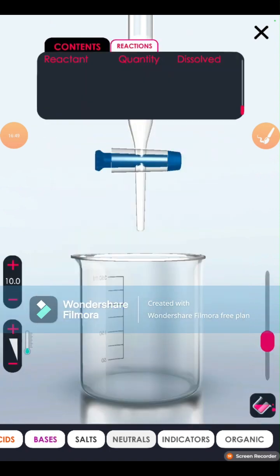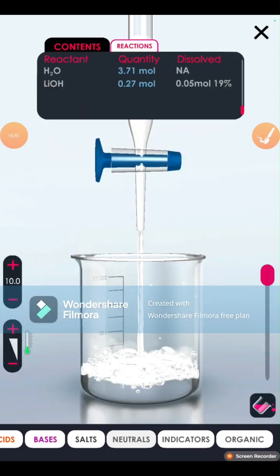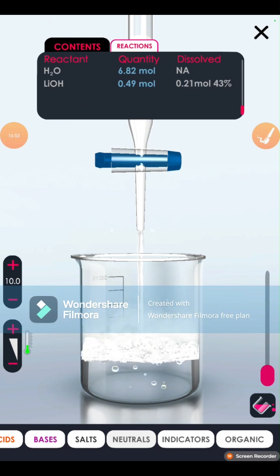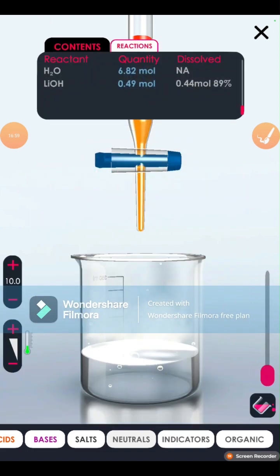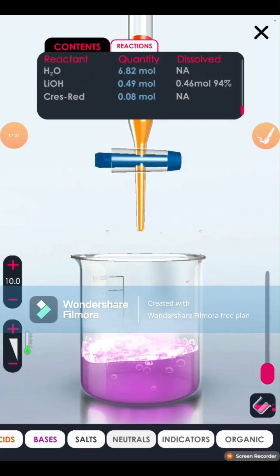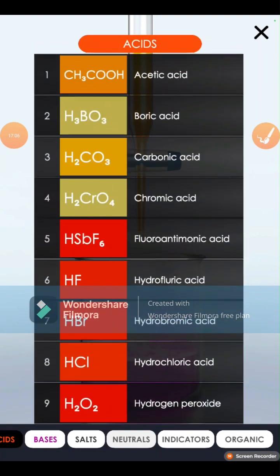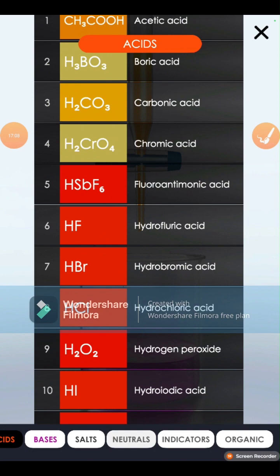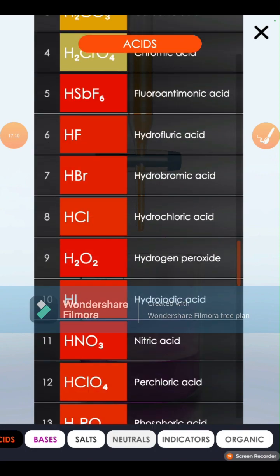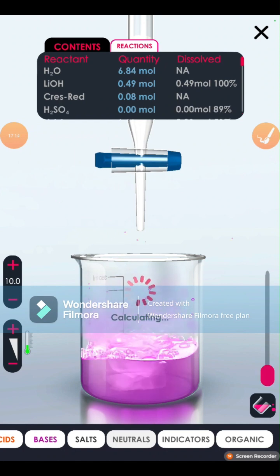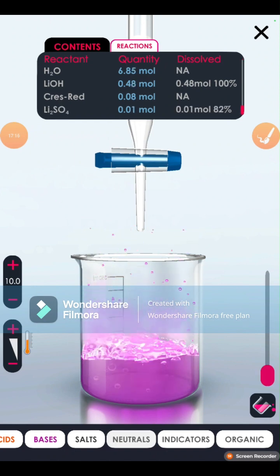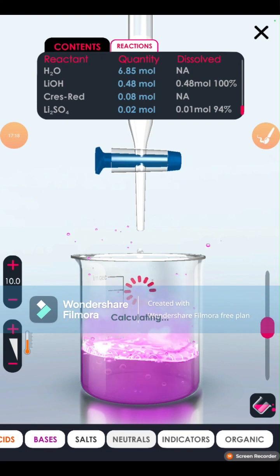So let me put in lithium hydroxide, which is 50% lithium and water. As you can see, I have poured it over here. Now let's put in the indicator, cresol red. I told you it is expected to turn purple. Now let's put in sulfuric acid. As you can see, neutralization has started over here.